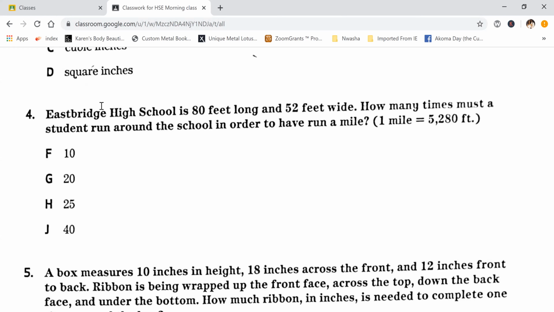All right, so the answer is G, right? Yeah, the answer is G. But the first part is figuring out what the distance is to run around one time. So you are doing the 80 and 52 times 2, or you can say 80 plus 80, 52 plus 52. What you're doing is you're completing the rectangle.